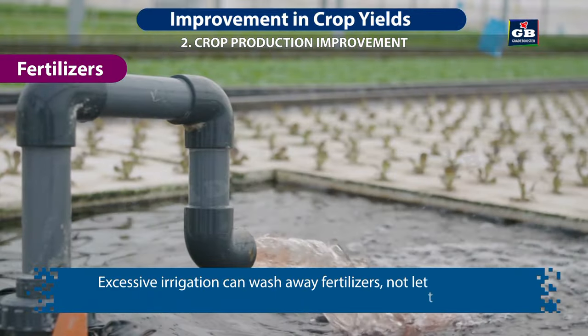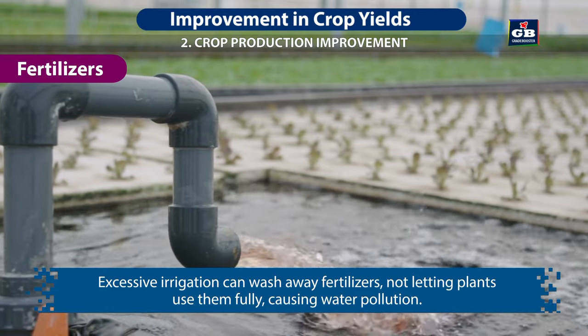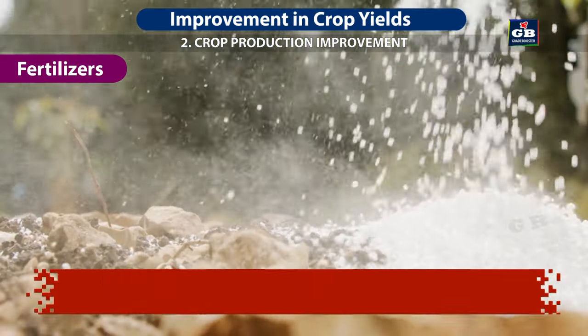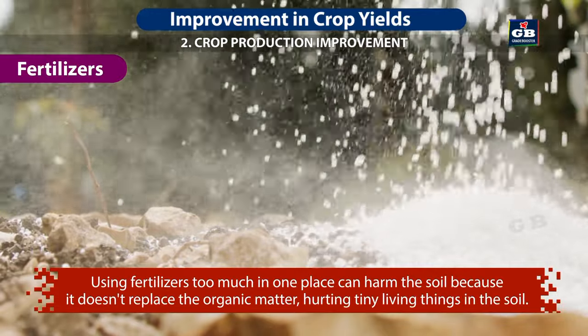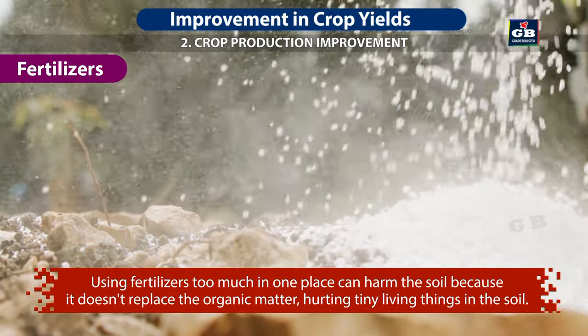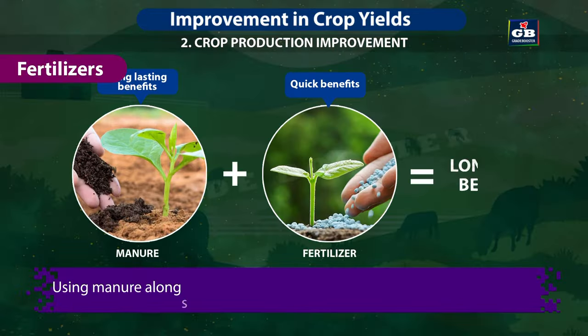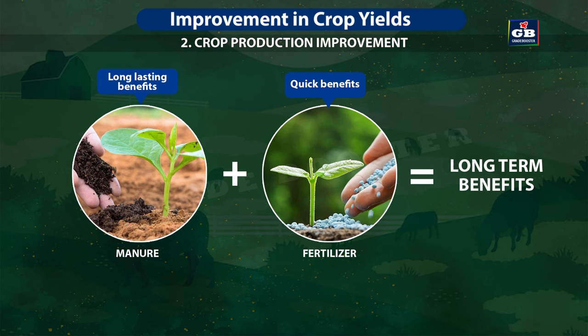Excessive irrigation can wash away the fertilizers, not letting plants use them fully, causing water pollution. Using fertilizers too much in one place can harm the soil because it does not replace the organic matter. It hurts the tiny living things in the soil. Using manure alongside fertilizers helps keep the soil healthy in the long run. While fertilizers give quick benefits, thinking about long-term benefits like using manure is important for keeping the soil healthy and getting the best crops.